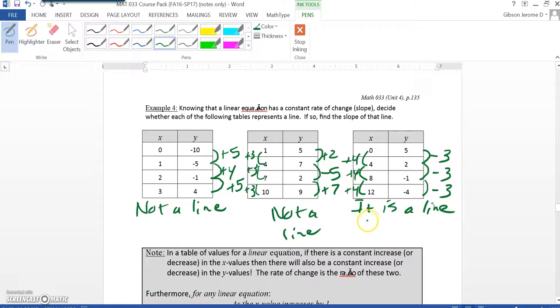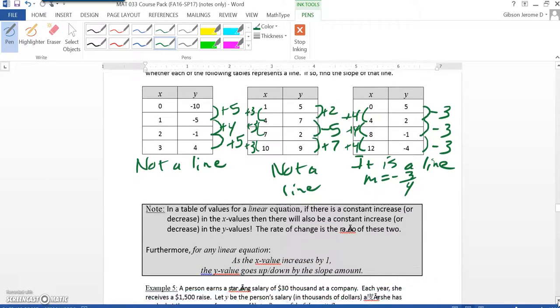And then the slope, we know, would be negative 3/4 because it's a change in y over the change in x. They want us to find the slope, so the slope would be negative 3/4. Now I don't know if they wanted us to write out the equation, which I don't see here, so this is the final answer. It is a line and the slope is negative 3/4.